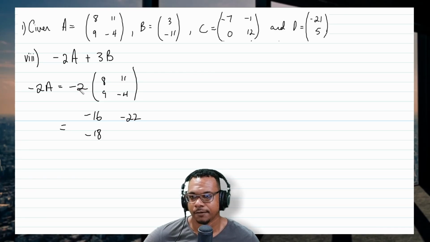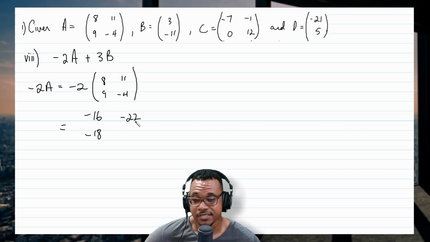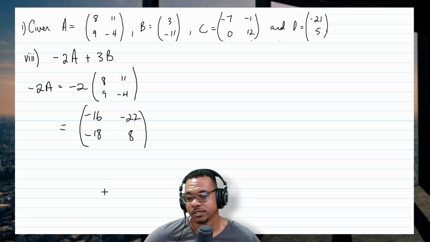But when you come to negative 2 times negative 4, the signs are the same, so you're going to get a positive answer. 2 by 4 is 8. So that works out negative 2a.